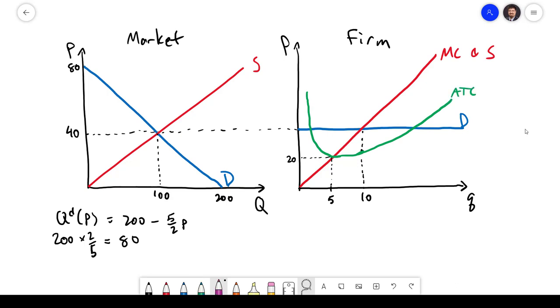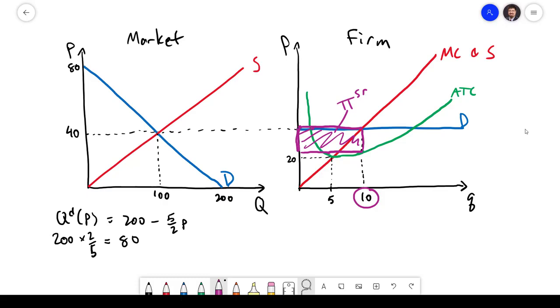To see the profit on the graph, we have a box with a base of 10 and a height of 40 minus average total cost, which is 25. And so we can draw this across at 25, which again is where the average total cost curve sits at a quantity of 10. And we're going to get a rectangle that looks like this. This is going to be our short run profit. Recall that in our example, it was 150.